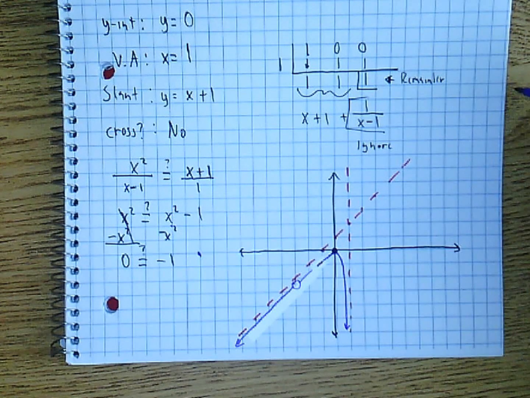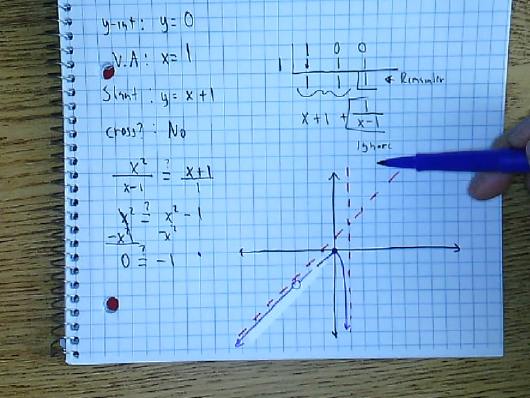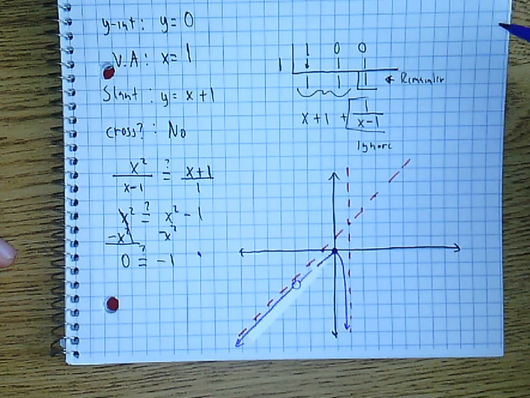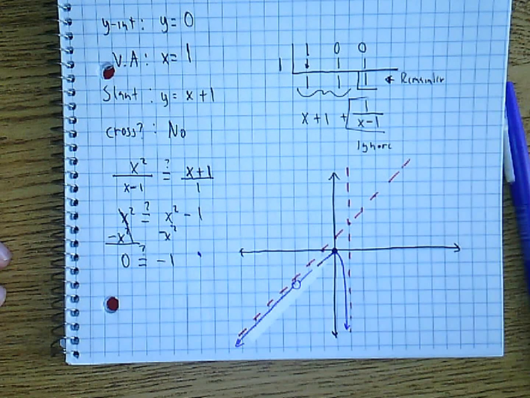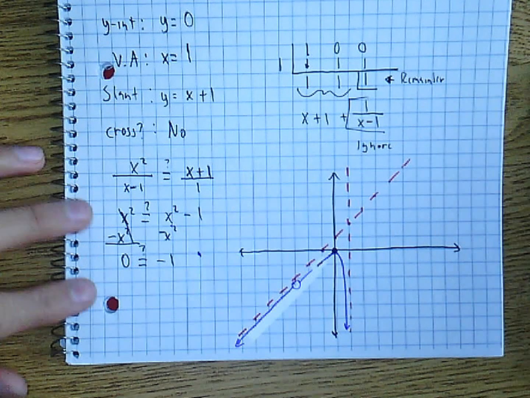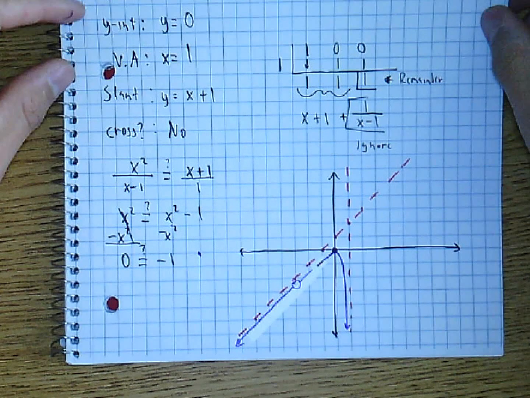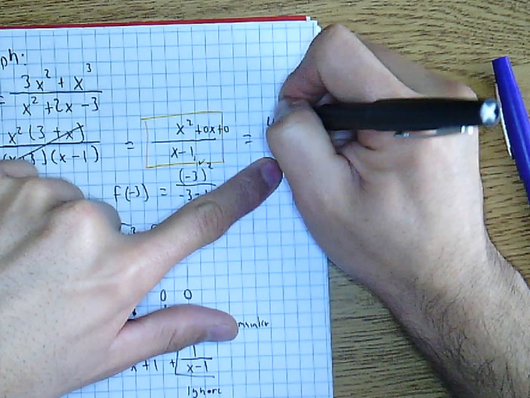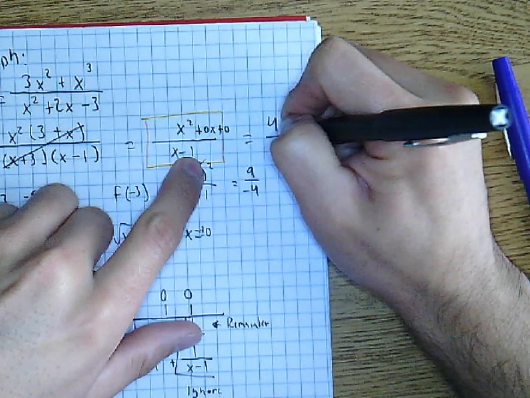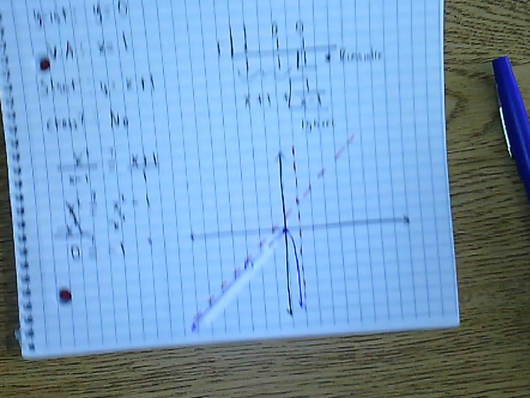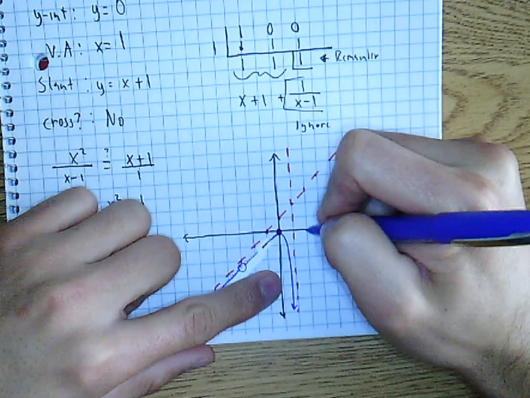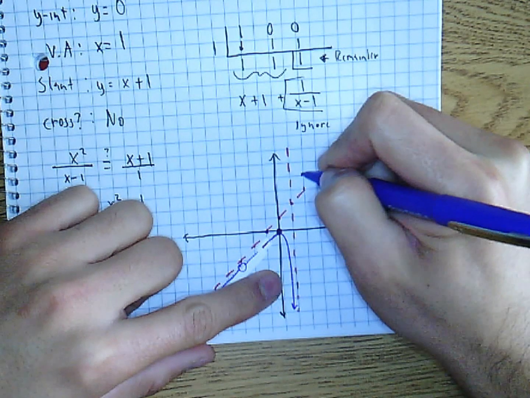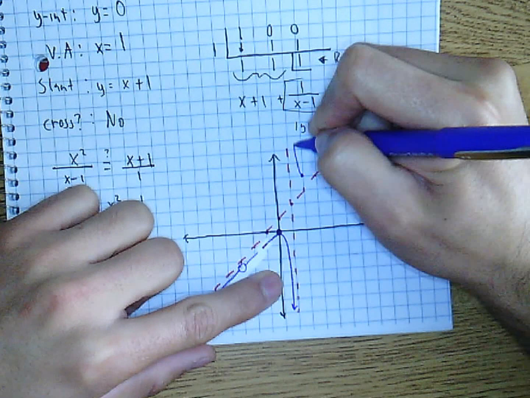My domain is going to be all reals such that x does not equal what, guys? 1. We need another number as well, because this time we have another number: the hole. You can't be at the hole. So what is the x-coordinate for that one? -3. So our domain is going to be all real numbers except -3 and 1. Cool?